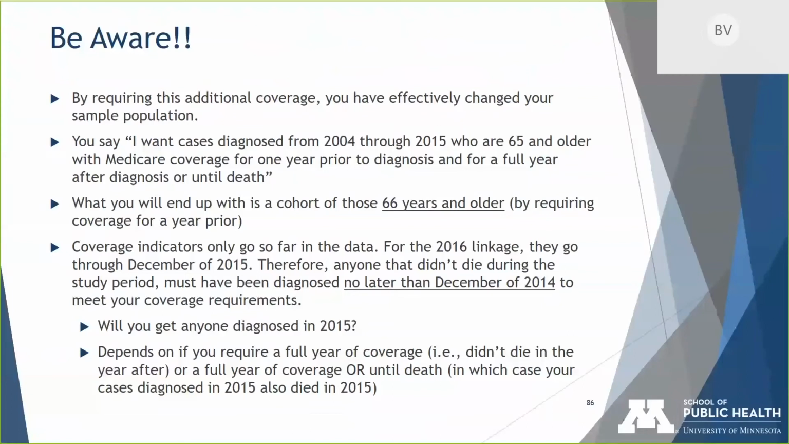So the question then comes, will you ever get anyone diagnosed in 2015? Well, it depends. If you require a full year of coverage, but you say it's okay if it's only until the time they died or only until a censoring event, then yes, you might have some individuals diagnosed in 2015. But remember that based on your requirements, anyone diagnosed in 2015 also died in 2015 or was censored in 2015. So again, just things to be aware of, acknowledging how they may impact your study and whether that's what you want or not.